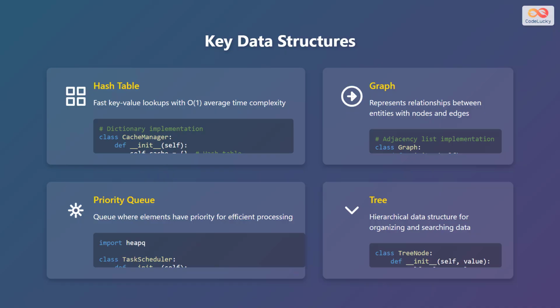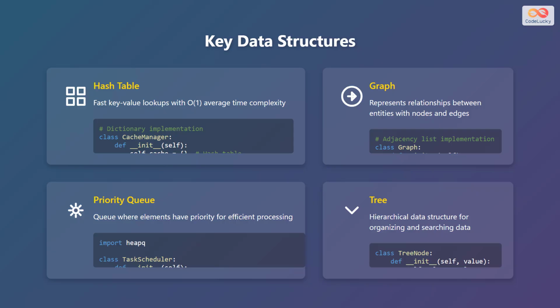Third, the priority queue, which is a queue where elements have priority for efficient processing. Here is an example of how to implement a priority queue in Python. First, import heapq. Create a TaskScheduler class that initializes tasks. Then we define an add_task function with priority and task. heapq.heappush will add to the tasks with the specific priority and the task itself.